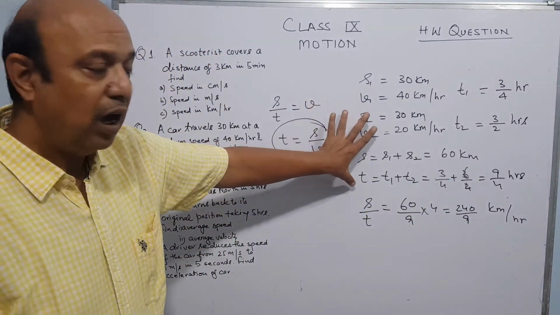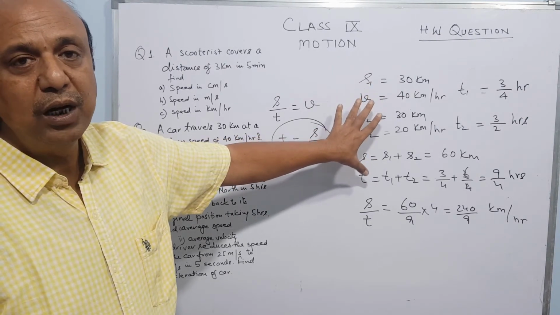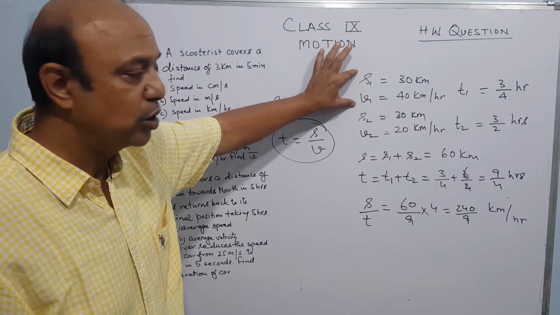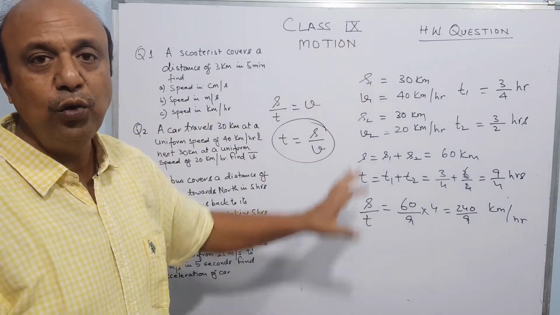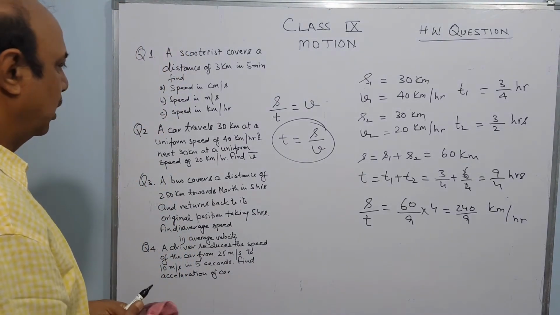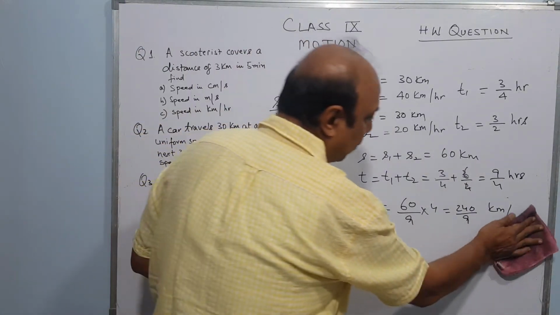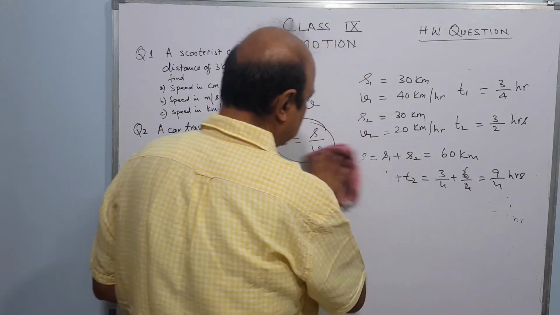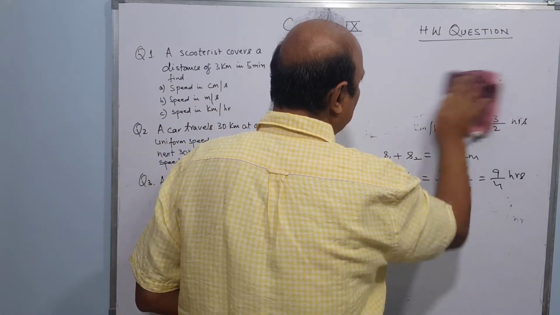This is a form of non-uniform motion, because one motion is uniform, then there is another uniform motion. It's a mixture of two uniform motions. Hope this answer is clear to you. You can solve it further to get the proper answer in decimals. Let us move on to the next question.